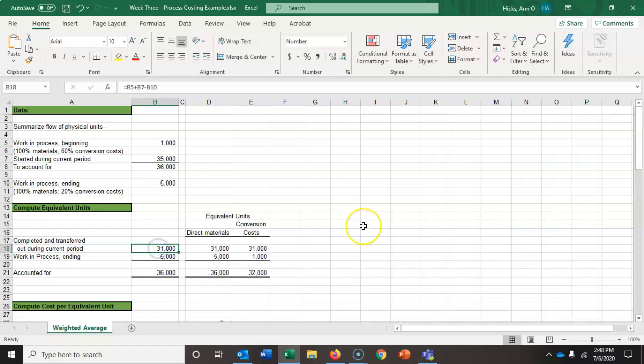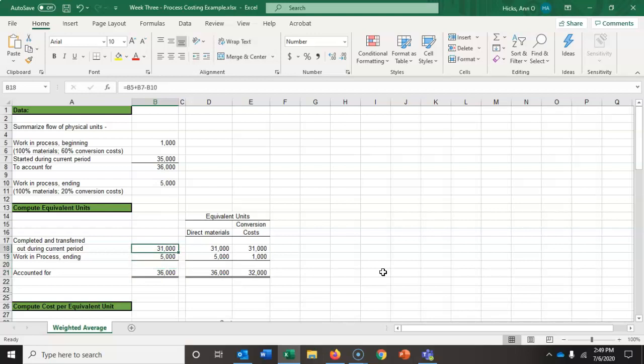But that says we took 31,000, completed, transferred them out. Then we have our 5,000 units from ending inventory, and that leaves us with the 36,000 units that we accounted for. Now, this number accounted for and this number to account for need to be equal. So we need to make sure that we have accounted for all the units in computing our equivalent units.